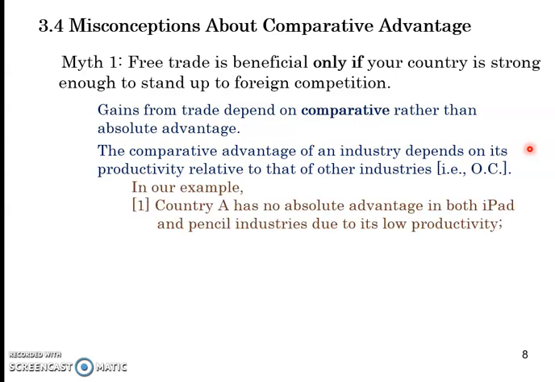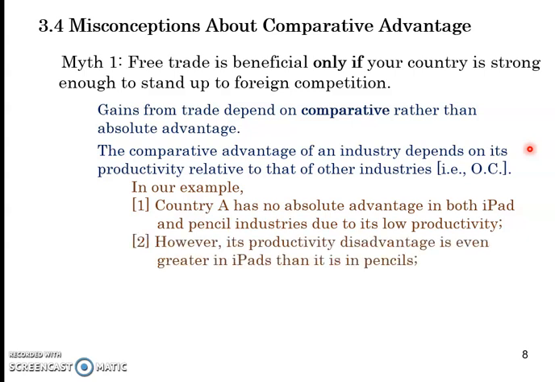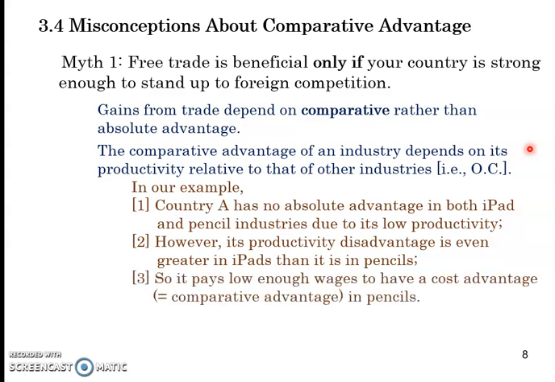More specifically, in our example, country A, we're referring to the previous slides where you see two tables. I believe that was slide number 4. Country A has no absolute advantage in either iPad or pencil production due to its low productivity. However, its productivity disadvantage is even greater in iPads than it is in pencils. So it pays low enough wages to have the cost advantage in pencils.